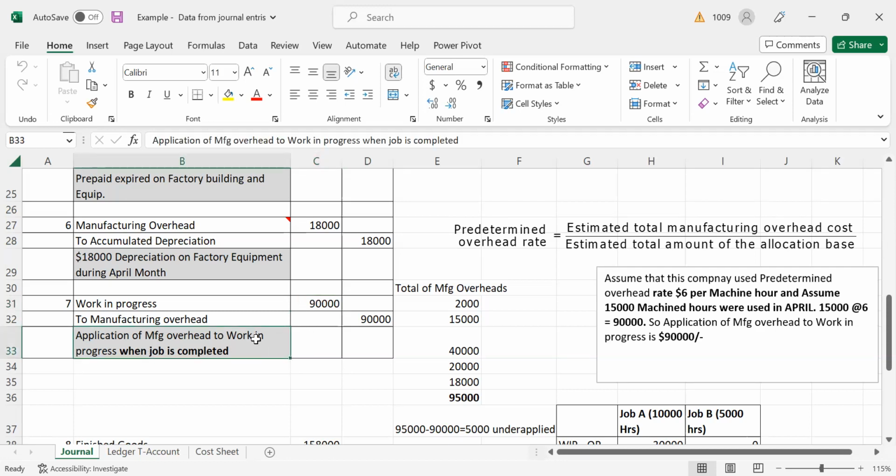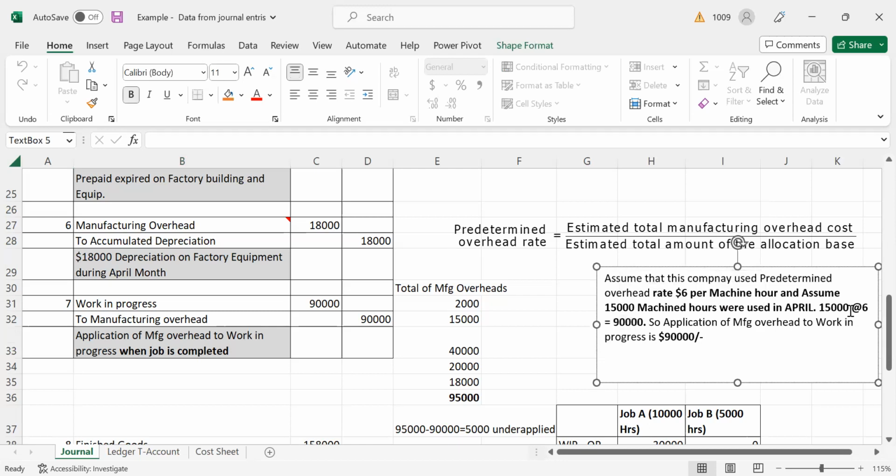We always apply the overhead on the basis of an estimation that we as a company make at the beginning of the year. But at the end of the year, we see if there is any difference between applied and actual. Then there will be over or under applied overhead. So this is applied, and here we can see $90,000.